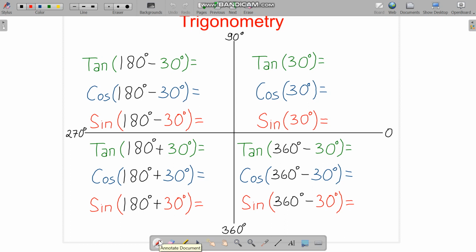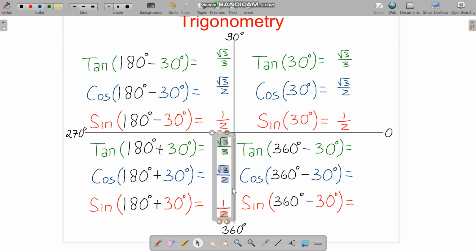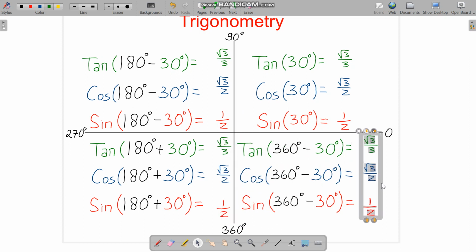So if you use your calculator, sine 30 degrees, you will have 1 over 2. Cos 30 degrees, you will get root 3 over 2. Tangent 30 degrees, you will get root 3 over 3. Now, the corresponding values in the second quadrant, the third quadrant and the fourth quadrant would be exactly the same number, but the sign can be different.